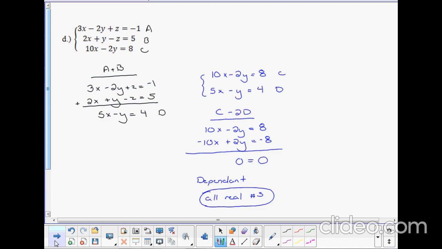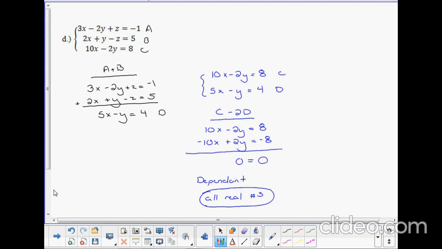Now I can describe my solutions a little bit further here in D. I could describe the relationship between x and y and z, and x and z, but that's not something that we're going to worry about here in Algebra 2. As long as we can figure out that this is a dependent system, then we have the appropriate knowledge for this question.